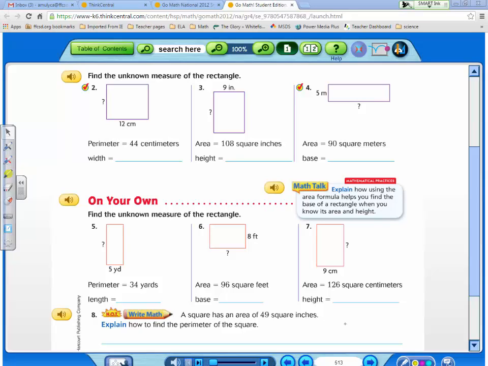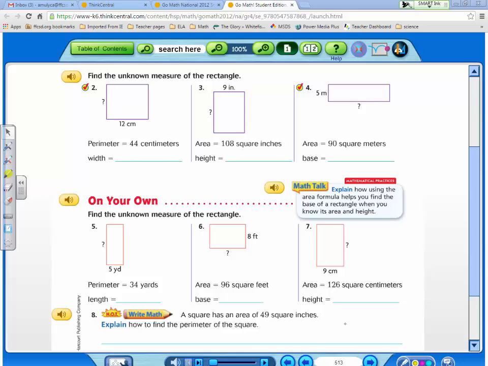Welcome to Go Math Lesson 13.4. Today we are looking for unknown measurements of rectangles if we are given the perimeter or given the area. These are all rectangular shapes, so they're standard formulas. It's not like last night's homework where we had odd shapes and we had to break them up. They will all be standard rectangles. So for this we will be using our regular formulas.